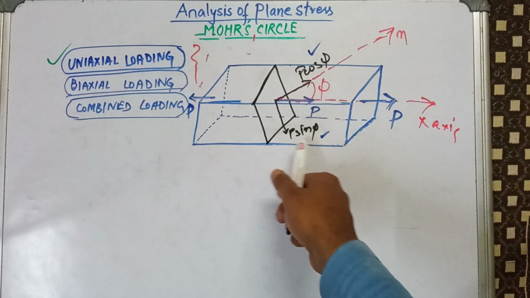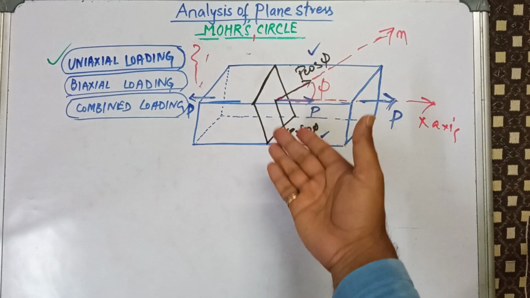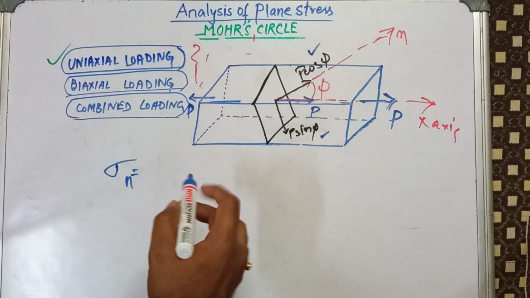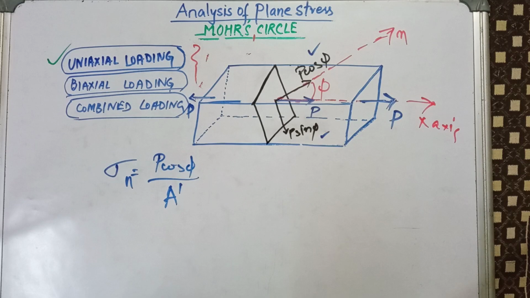So this normal force will result in normal stress. This tangential force will result in the tangential or shear stress. So what will be the value of the normal stress? It will be nothing but the normal force upon the area of that plane. Let it be A dashed. And how to relate this A dashed with A? That I can quickly show you over here.